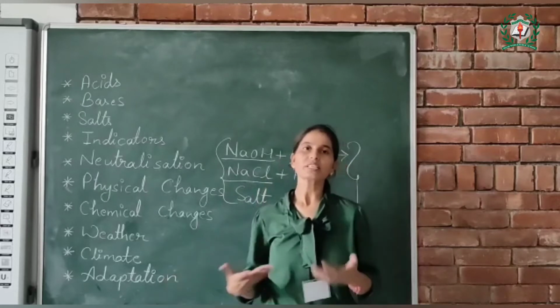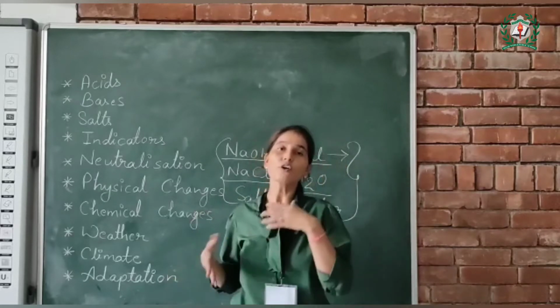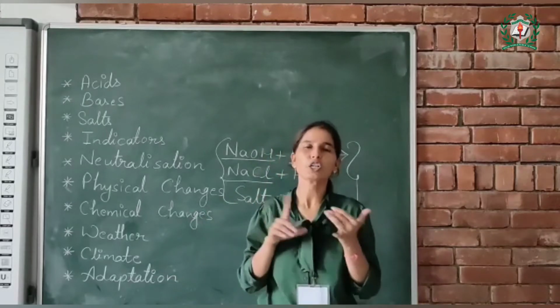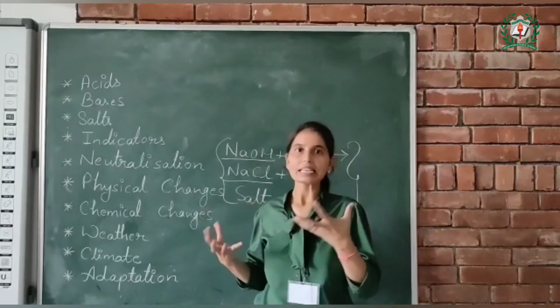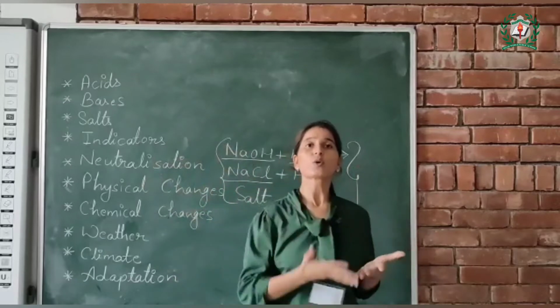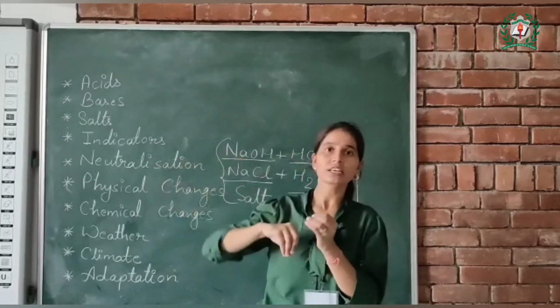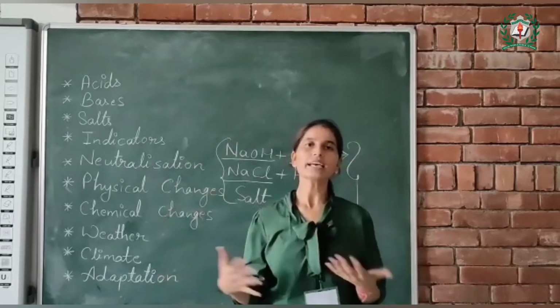Next is weather. What is weather? The day-to-day condition of atmosphere at a place with respect to rainfall, humidity, heat, sun is known as weather. Okay, like अभी बारिश हो रही है, थोड़ी देर में सूरज निकलने लगा. So this is known as weather.